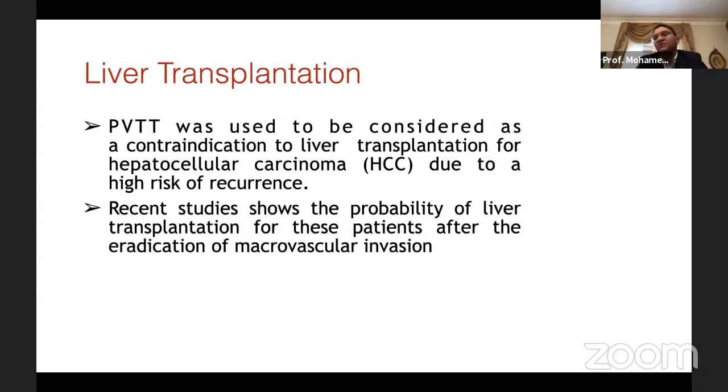Liver transplantation. Portal vein tumor thrombus used to be considered a contraindication to liver transplantation for hepatocellular carcinoma due to high risk of recurrence. Recent studies show the possibility of liver transplantation for these patients after the eradication of macrovascular invasion.